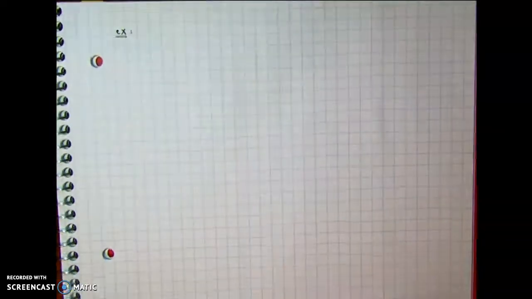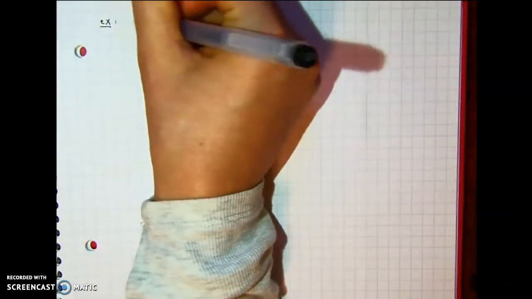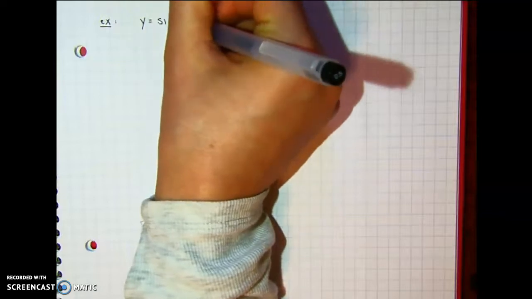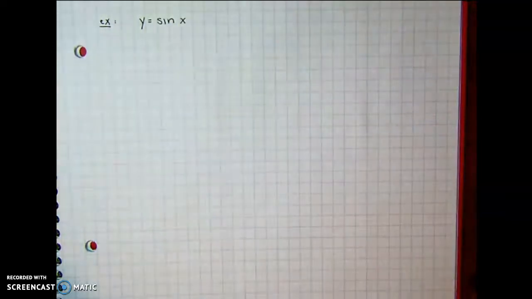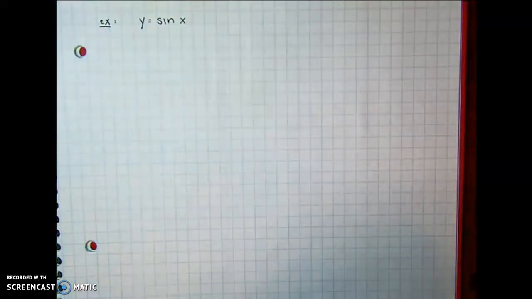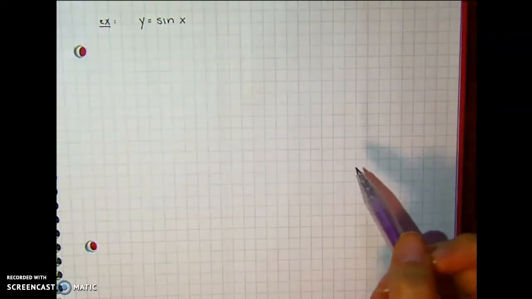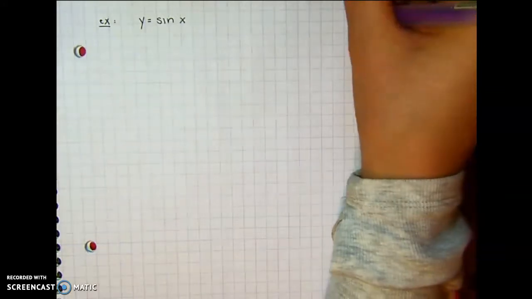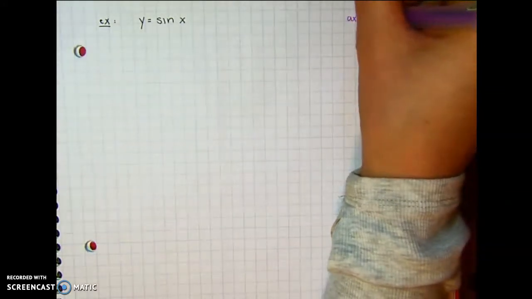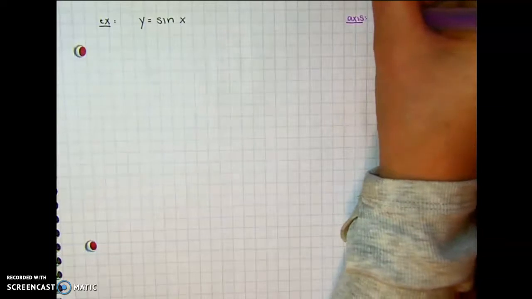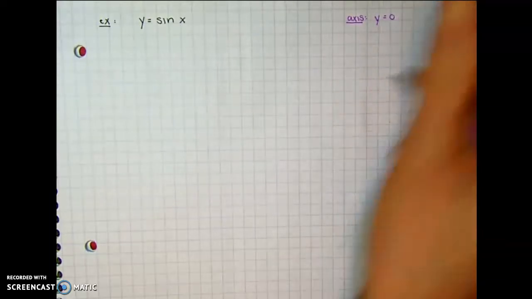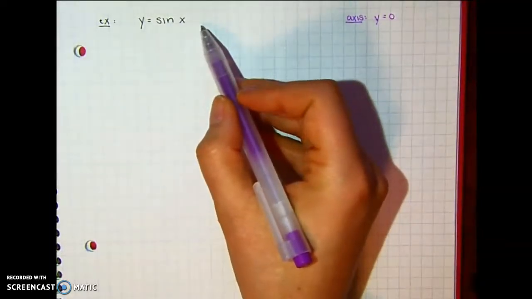Okay, so we're just going to start with the parents because this is where everything kind of stems from. So sine of x. Okay, so your axis, I mean, make a list of all of these things. So you want to know what your axis is. That's going to be y equals 0 because there is nothing being added or subtracted.